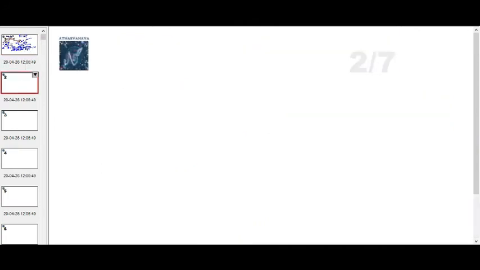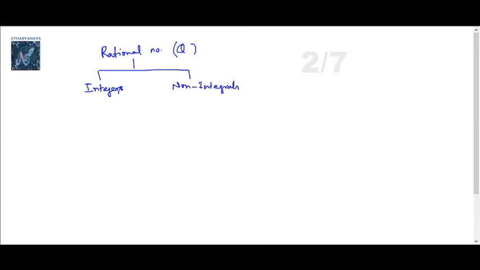So as I told before, rational numbers, which are represented with Q, can be further categorized into integers and non-integers. You can call them non-integrals or integers also. So these are the two categories we have.